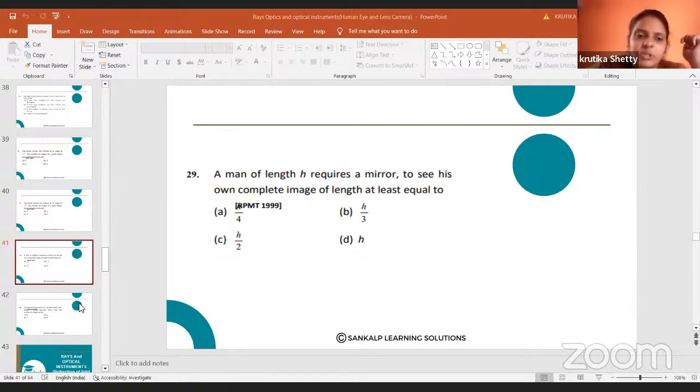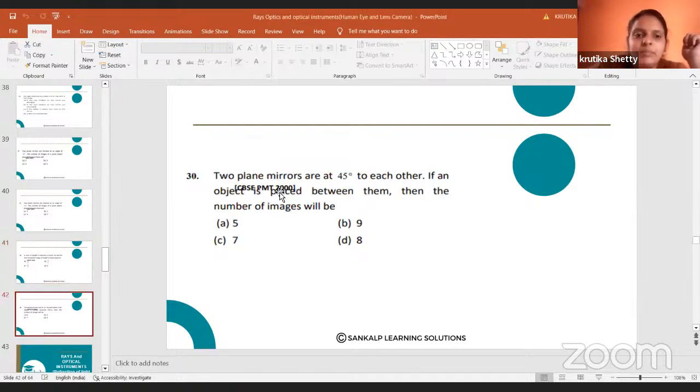By adjusting the position, we can observe the complete height here. Yes. Then the next question. Two plane mirrors are at 45 degree to each other. If an object is placed between them, then the number of images will be. So again, it is based on the number of images question.